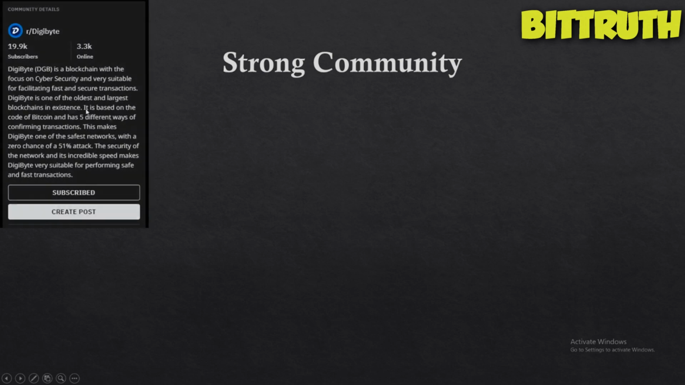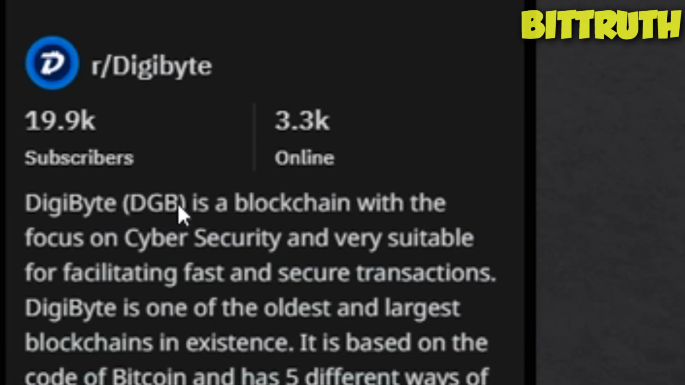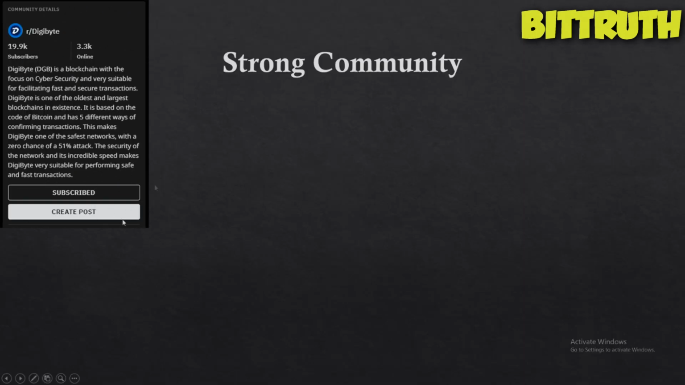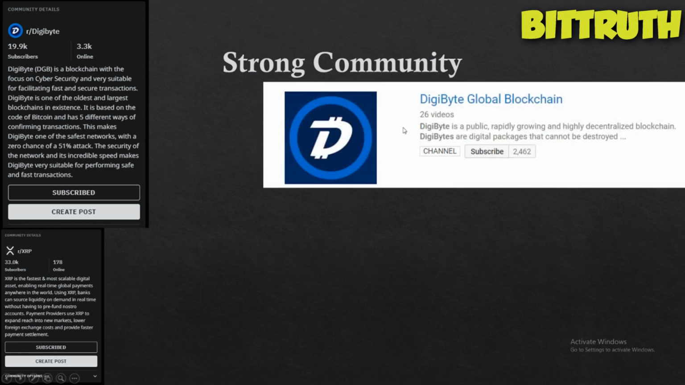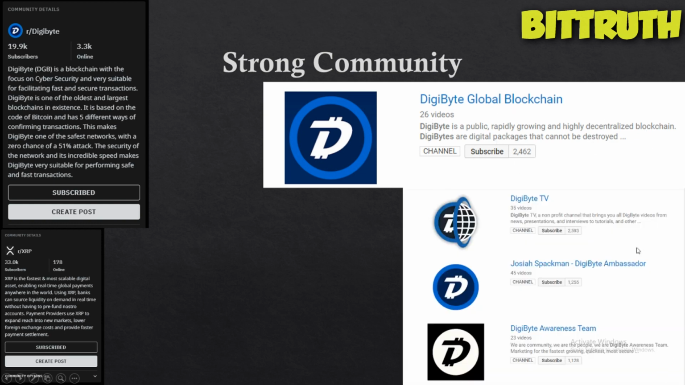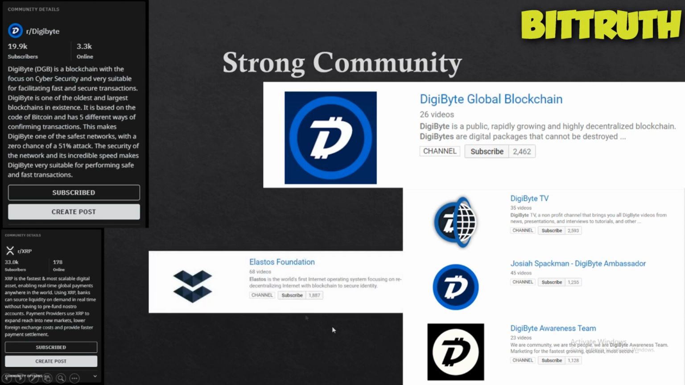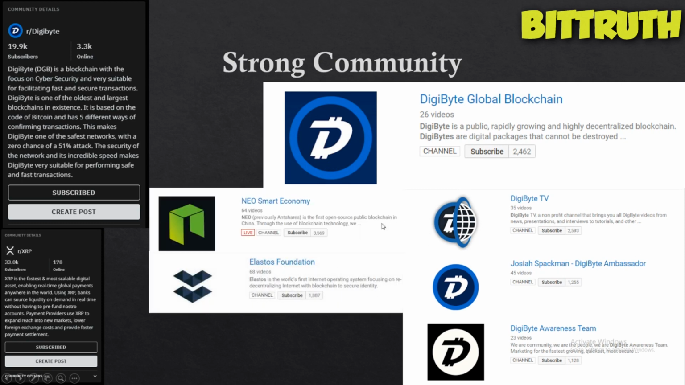The next thing is a strong community. On Reddit they have about 22,000 to 23,000 members, and I'm subscribed to their Reddit community. Of course that's not bigger than XRP, but it's actually close, like a 10,000 difference, and XRP are not that in touch with their community, so there's a difference. They also have a YouTube channel with about 2,400 subscribers, and with the other channels linked to them it's about 7,400. They're bigger than the Elastos Foundation, but smaller than Neo Smart Economy. It depends how you compare Digibyte TV with Neo Smart Economy, but still it's a really strong social foundation, a really strong community.